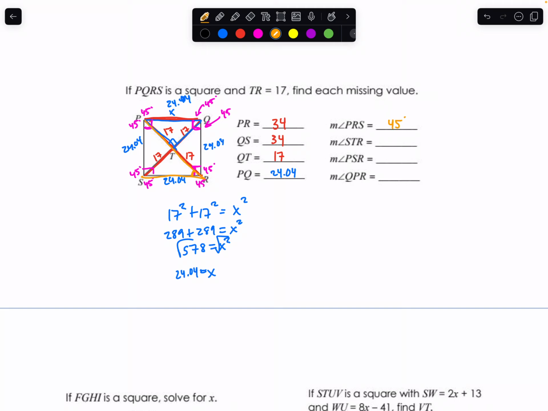STR, we're going to start at S, T, R. That means that this angle, T, is 90 degrees. PSR, we go from P, S, R. It's just about learning how to read it, right? We start with the letter, we're measuring the letter in the middle, and we're going all the way to R. That's 90 degrees. And then lastly, QPR, from here to the bottom. This angle is 45.